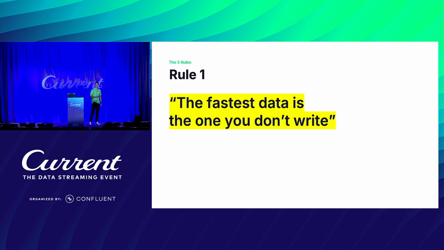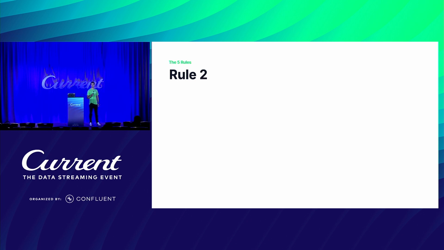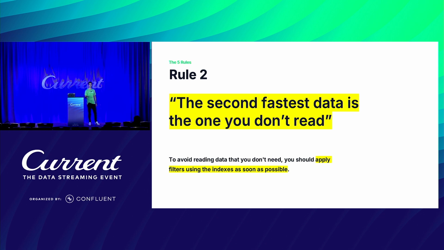So let's start with the 5 rules of fast queries. Rule number 1, the fastest data is the one you don't write. This is a fairly obvious one, pretty self-evident, but if you don't need the data for your use case, don't save it. Saving extra data is only going to impact your latency, your memory, and it's going to cost more. So if you don't need it, don't write it. Rule number 2. The second fastest data is the one you don't read. And this basically means filter your data as early as possible in your transformation process.